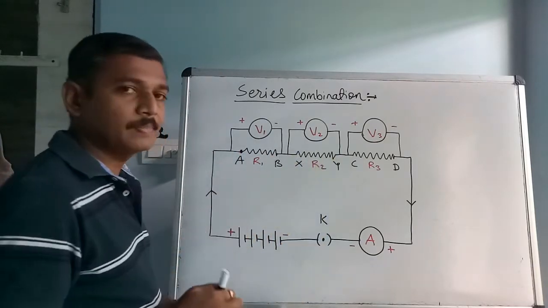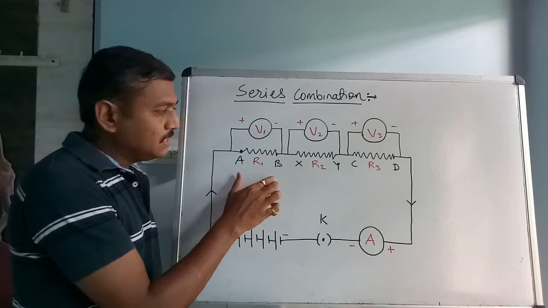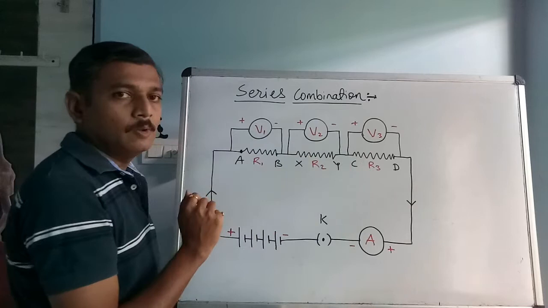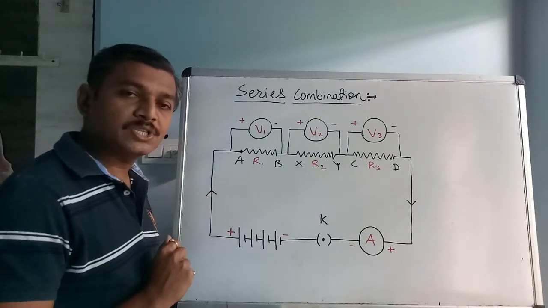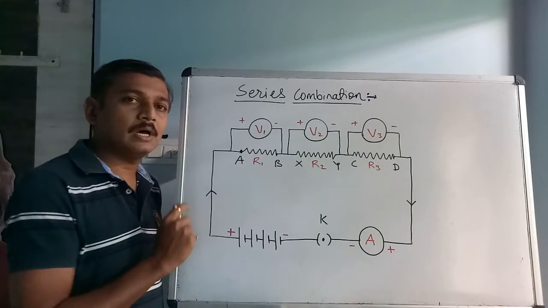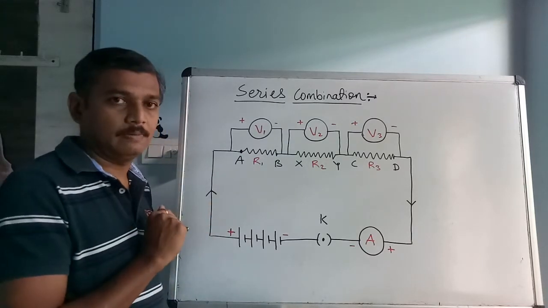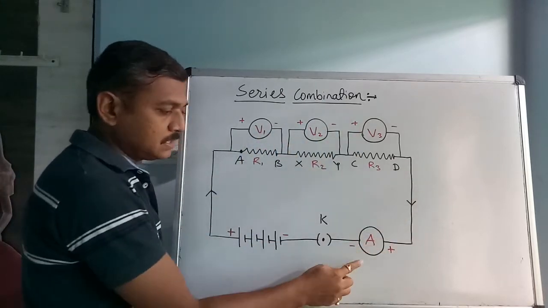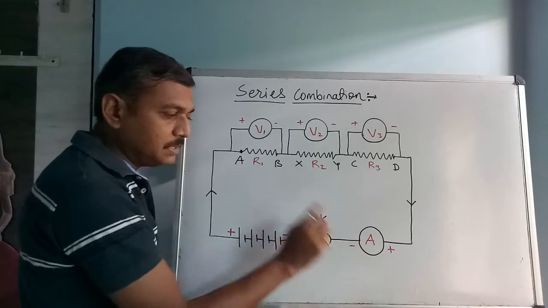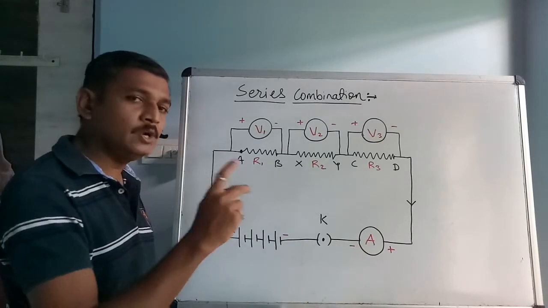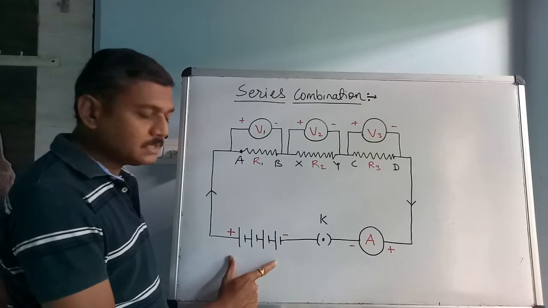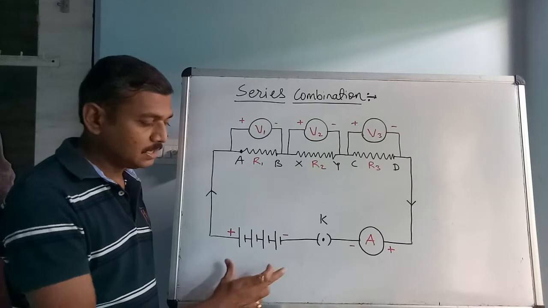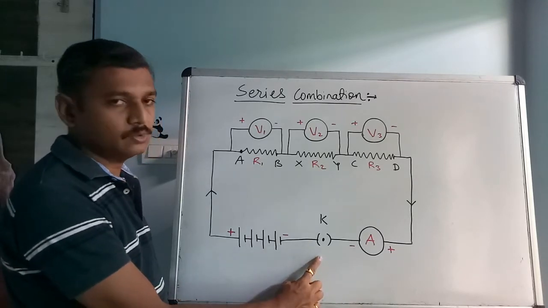These three resistances are connected to each other end to end, as I have explained just now. You can see here, with every resistance a voltmeter is connected. It means one multiple choice question can be solved here: voltmeters are always connected in parallel. You can see they are connected in parallel. Here an ammeter is also connected, and the ammeter is connected in series. Series means end-to-end connection. Here is a battery, a number of cells joined together is called a battery. A plug key is also there.